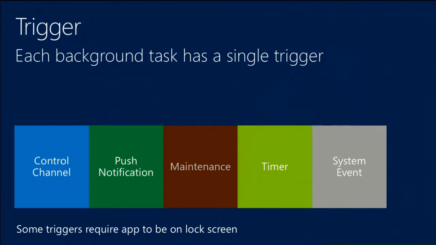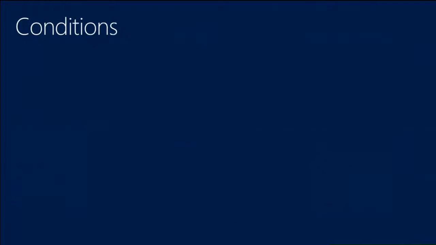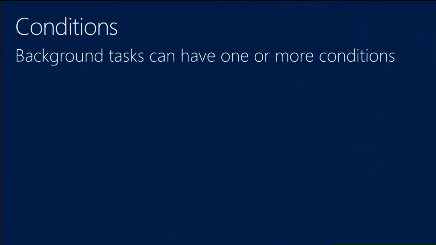So again, you can already start to see that this is going to play a big role in your design. You also have conditions. And you can have multiple conditions, and really the conditions for your app are about efficiency. If your trigger requires internet access, then you can set a condition that says, hey, the internet has to be available for my background task to run. There's no sense in your background task running if it's going to fail.